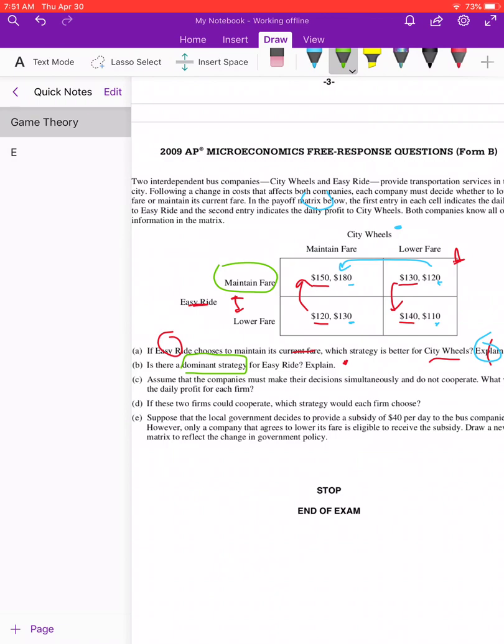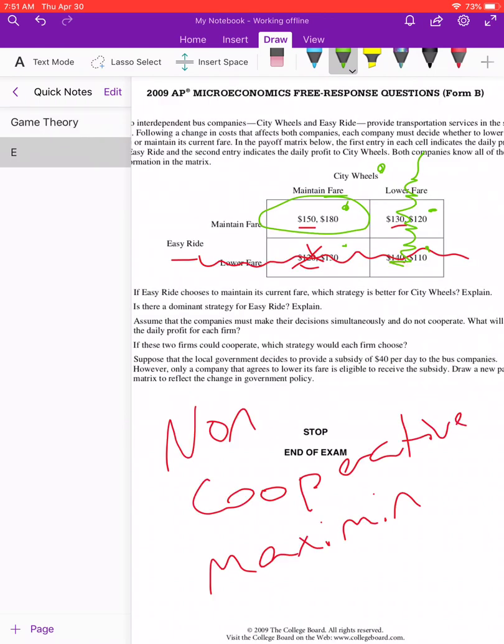So letter D then says if the two firms cooperate, what will they do? Well, just looking at the grid, just like what we just did, there is no clear better cell. That means they're just going to maintain. They're not going to change their mind. So it looks like the cooperative and the non-cooperative are the same outcome in this cell.